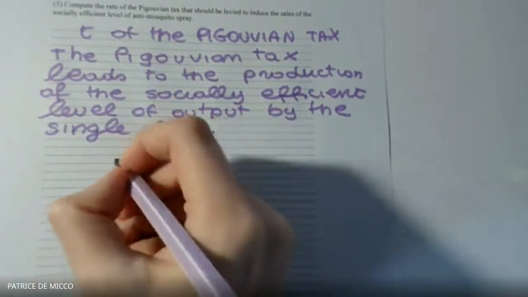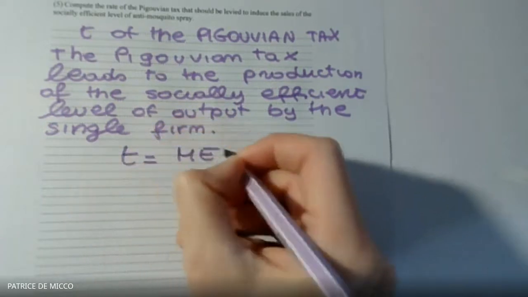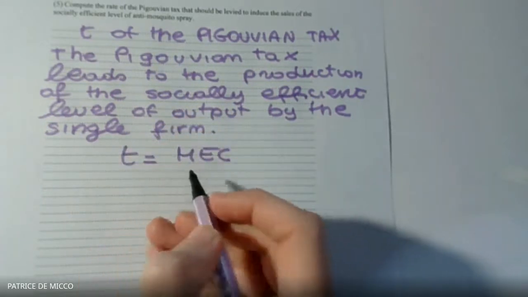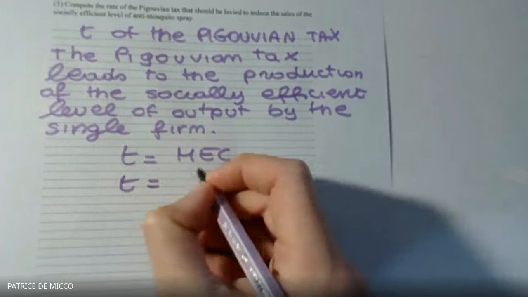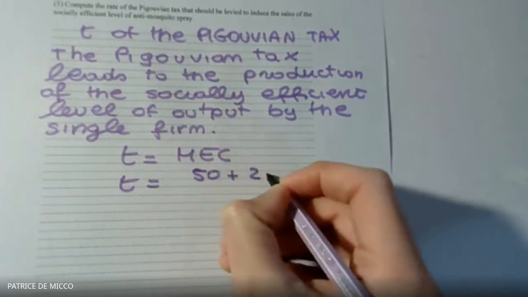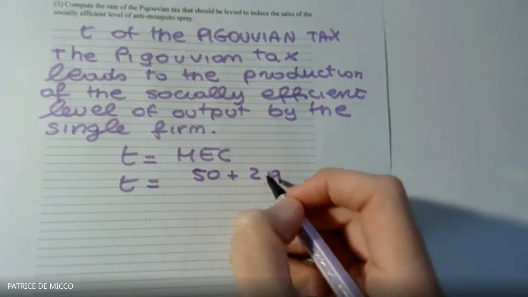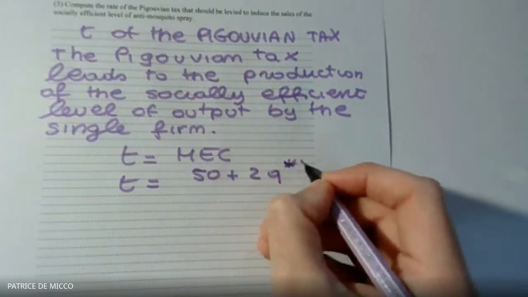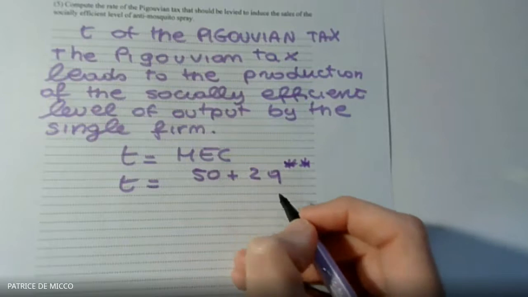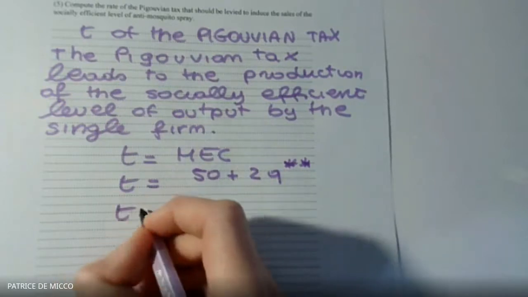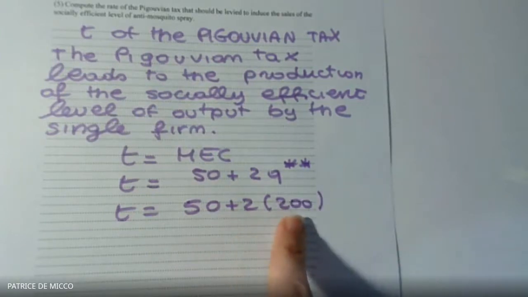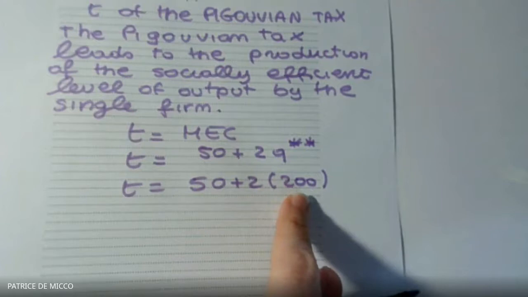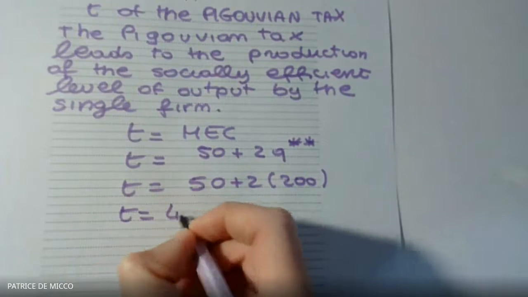And we know that we have a Pigouvian tax when its tax rate is exactly equal to the marginal external cost caused by the externality. So in our case, we have already found it. It is 50 plus 2 times Q. And since I want to find the Pigouvian tax here, I have to substitute the socially efficient level of output produced by the single firm. So I have T equal 50 plus 2 times 200, the level of output produced by the single firm when this level of output is socially efficient. And so the tax rate should be 450.